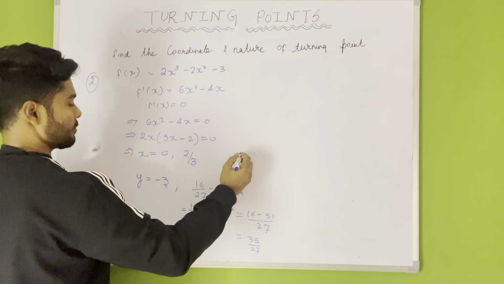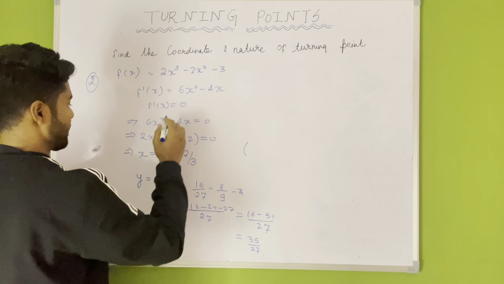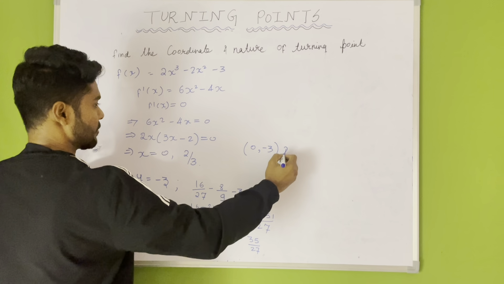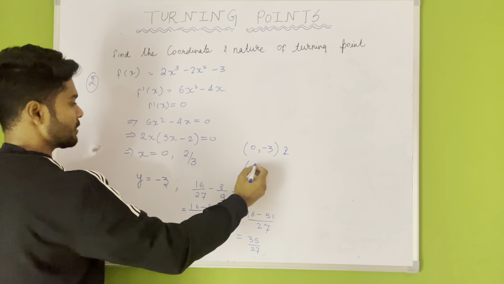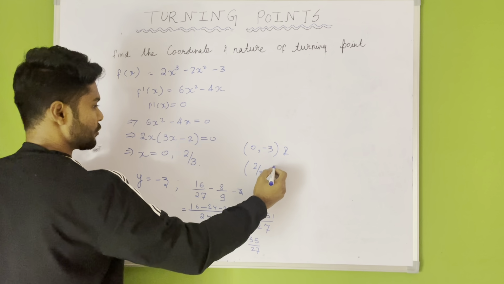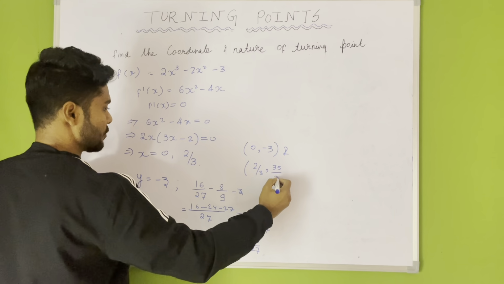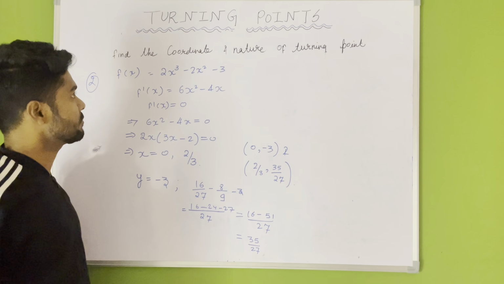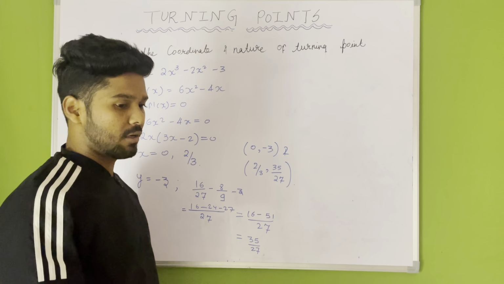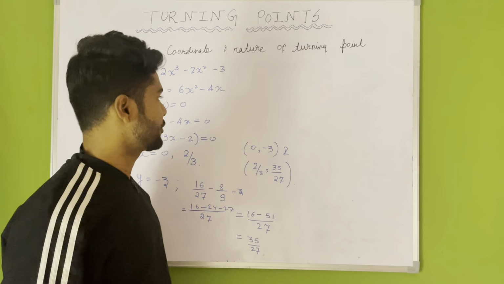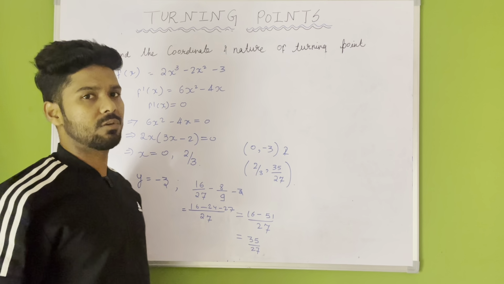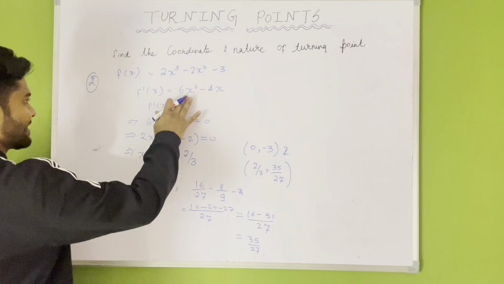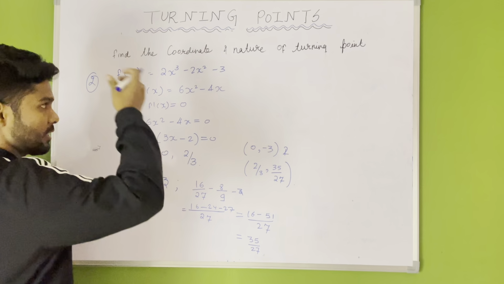So our coordinates will be: when x equals 0, y equals minus 3, and when x equals 2 by 3, y equals minus 35 upon 27. So this is the value of the coordinates of the turning points. Now we also have to determine the nature of the turning points, and we already know that for that we have to double differentiate the equation. So our first order differentiation is 6x square minus 4x. I am proceeding from here only.